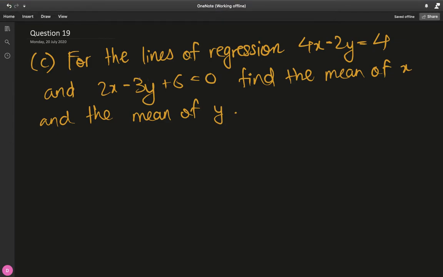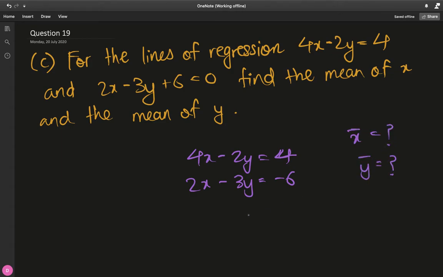Okay, so subpart C. For the lines of regression 4x minus 2y is equal to 4 and 2x minus 3y plus 6 is equal to 0, find the mean of x and the mean of y. Okay, so given these lines of regression, let me write them down. 4x minus 2y is equal to 4, 2x minus 3y, taking the 6 on that side, negative 6.